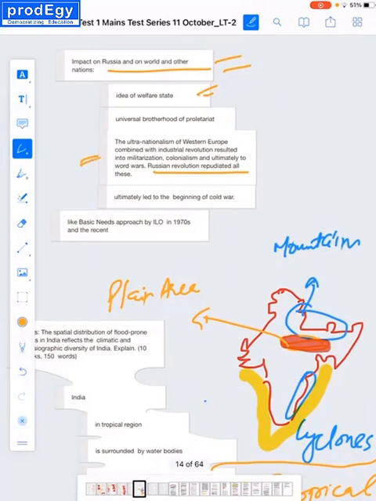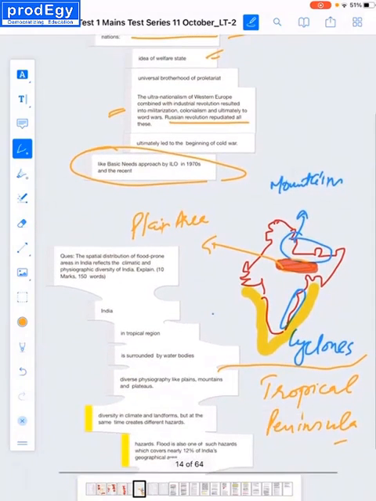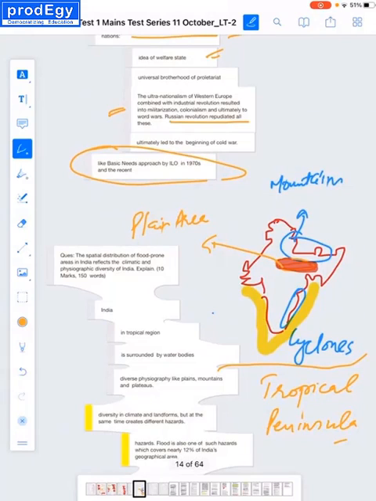The Russian Revolution repudiated all kinds of militarization, colonialism, etc. And later on it also inspired different thought processes of world organizations, like the basic needs approach of the International Labour Organization. It was an approach to development which said that many times during the development process we think of establishing industries and creating infrastructure, but along with this you must ensure that the basic needs of each and every individual are fulfilled. Unless they are fulfilled, creating machinery and building infrastructure is of no use.